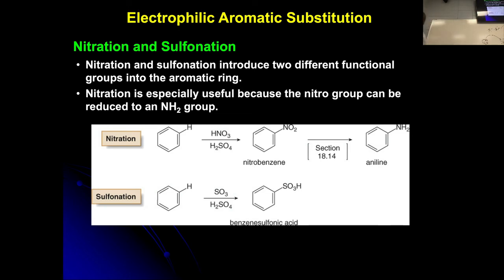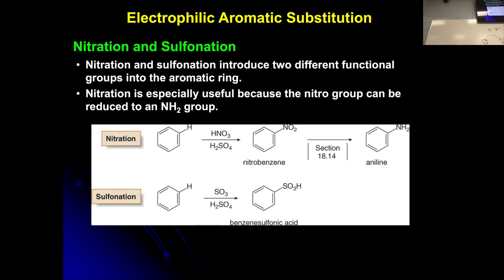Nitration and sulfonation. These are actually pretty interesting reactions. So you can take benzene, nitric acid, and sulfuric acid, and you can make nitrobenzene. This is actually how you make trinitrotoluene. What is trinitrotoluene? TNT. Dynamite. That's right. What do we know about TNT? Blows up. It's an explosive.